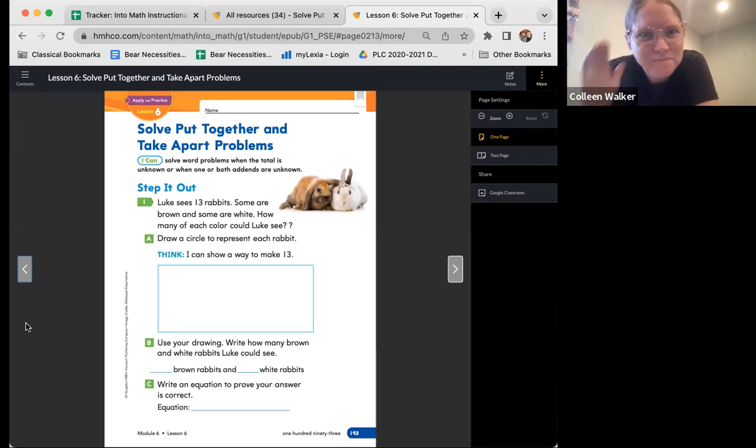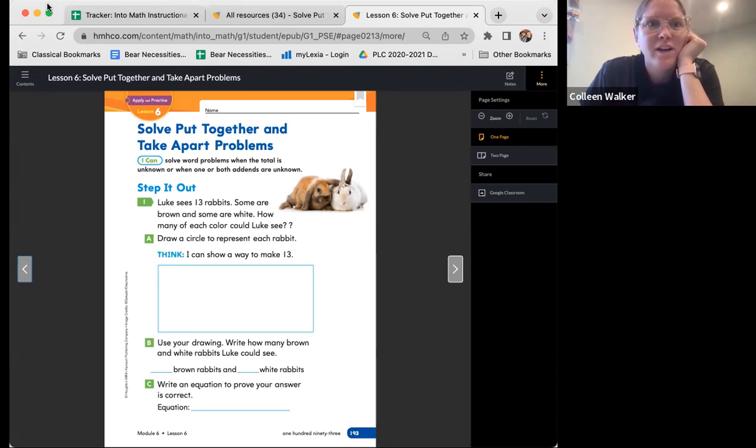I can solve word problems when the total is unknown, or when one or both addends are unknown. Awesome. So that means today we're going to be solving word problems when we don't know the total or when we don't know one or both of the addends. So let's get right into it.